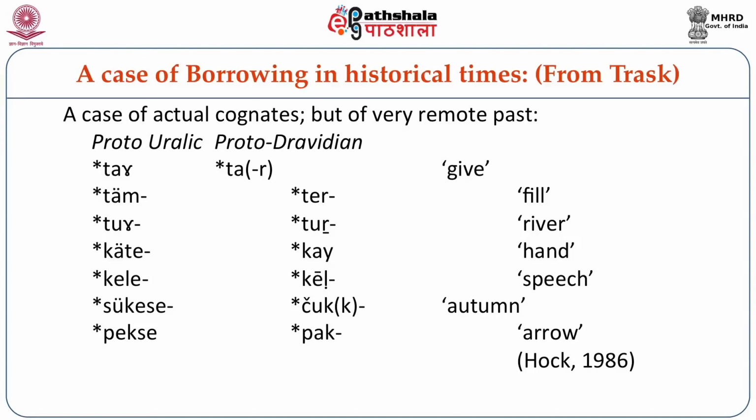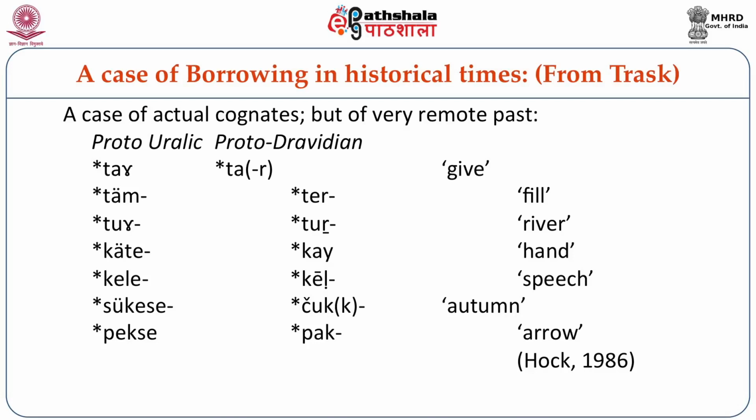Another case can be cited in this. This is a slightly different case. Scholars assume that Uralic languages spoken in Central Asia, particularly Ural and Altaic mountains, and Dravidian languages spoken primarily in South India and also with spreading in Central and Eastern India and a pocket in Balochistan province. Of course, we'll be studying Dravidian in a separate module later on.